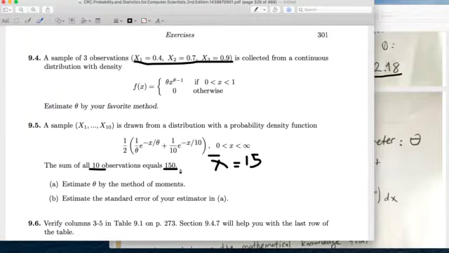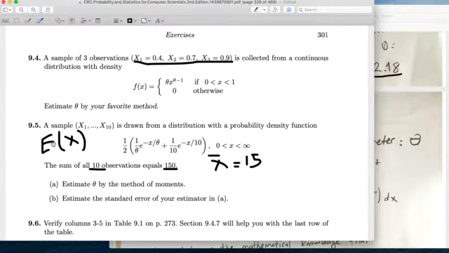That's equal to 15. So again, I can use the first population moment and first sample moment. So this x bar is the first sample moment. And what I need to find here is the first population moment. Therefore, I need to figure out what the expected value of x is. So this is the first population moment.